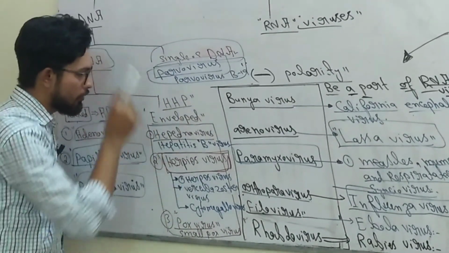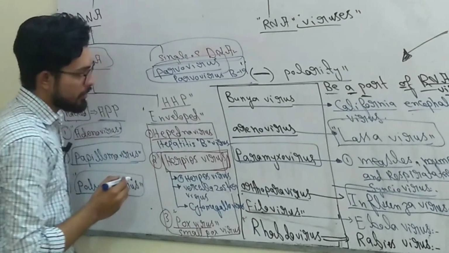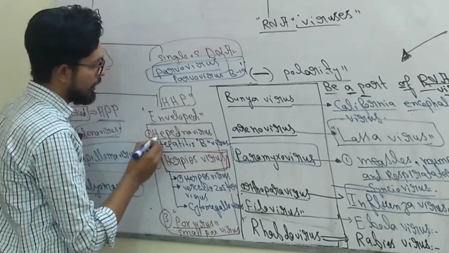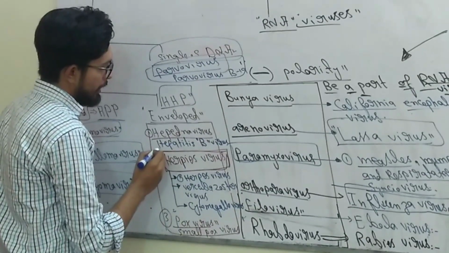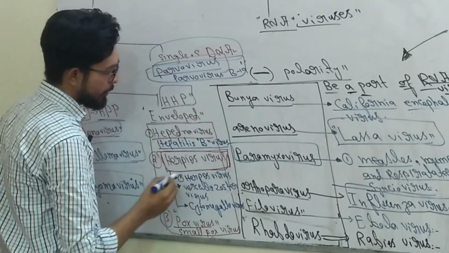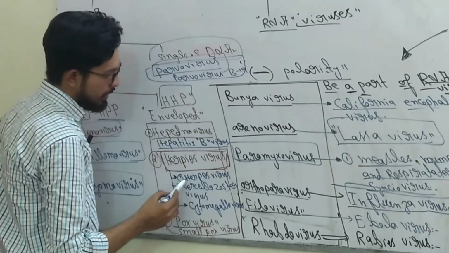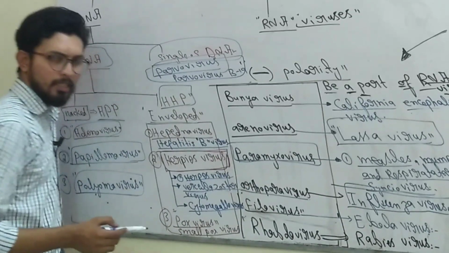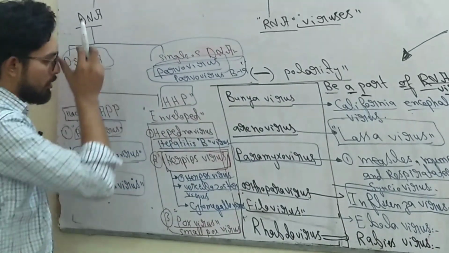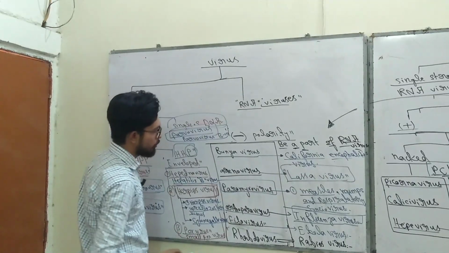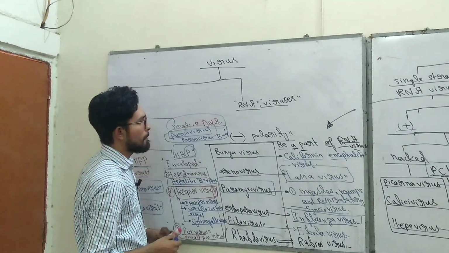The mnemonic for the enveloped DNA viruses is HHP. First of all, Hepadnavirus, and Hepadnavirus contains hepatitis B virus. H means herpesvirus, and herpesvirus contains herpes simplex virus, Varicella zoster virus, and cytomegalovirus. It also contains Epstein-Barr virus. Okay, the next one is P. P stands for poxvirus, which causes smallpox.